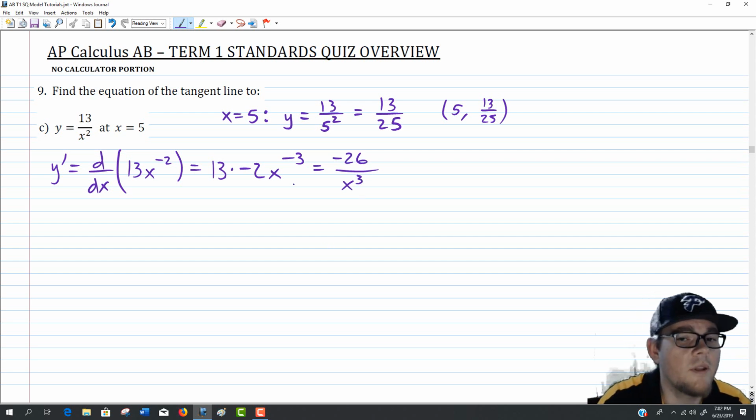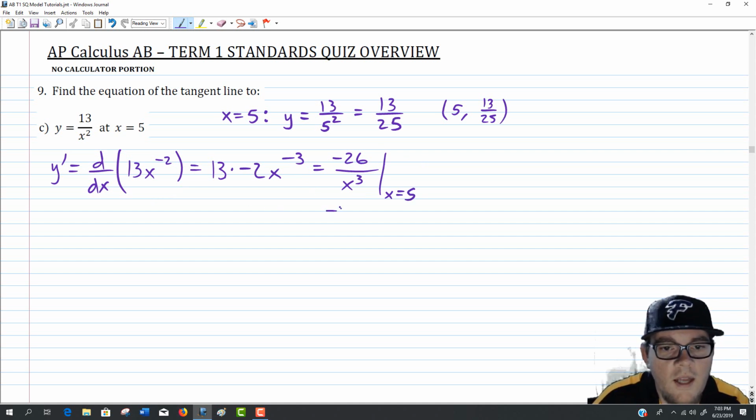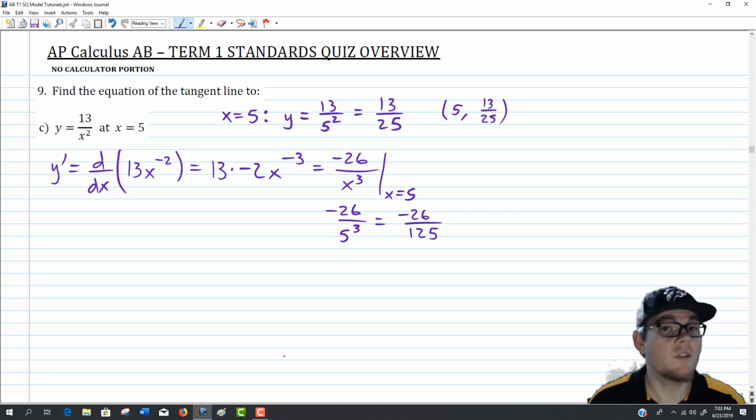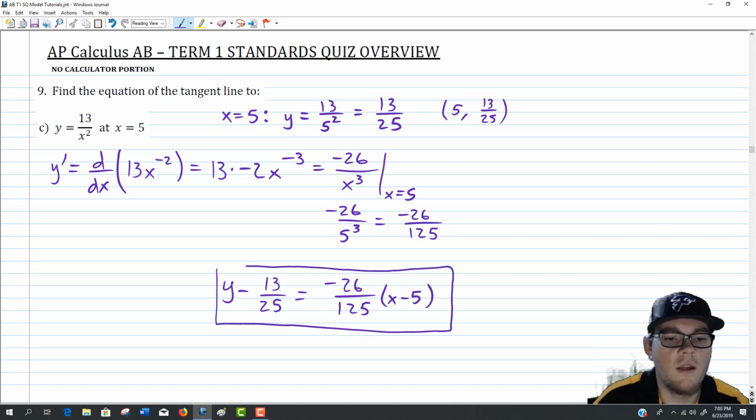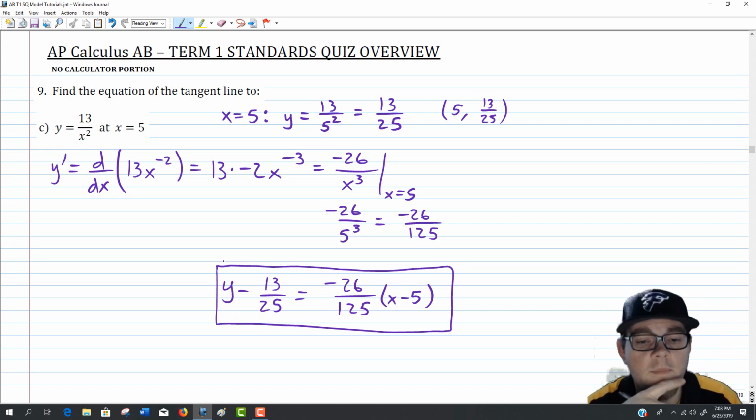Again, that's not the expression we're going to put in the tangent line because there's still an x in it. We want to find the actual slope at x equals 5. So in our case, if we want the slope at x equals 5, we're going to get negative 26 over 5 cubed, which we don't have to simplify, but is simple enough to simplify, as negative 26 over 125. So our tangent line here is y minus 13/25 equals negative 26 over 125 times quantity x minus 5. So there is our third example, tangent line.